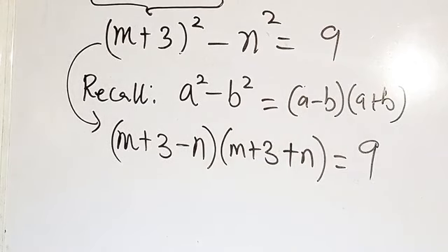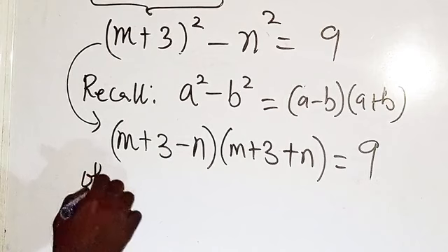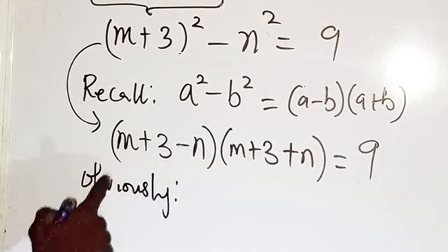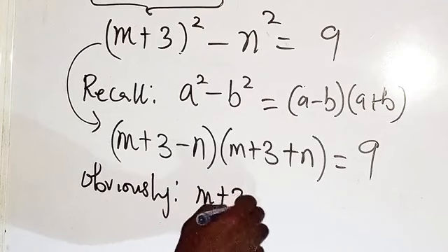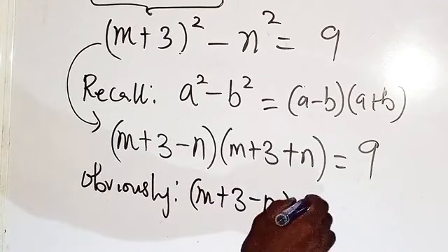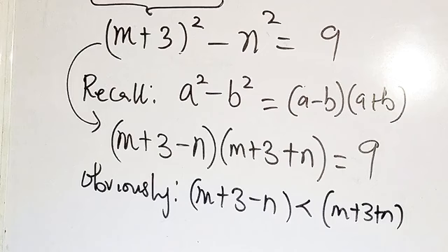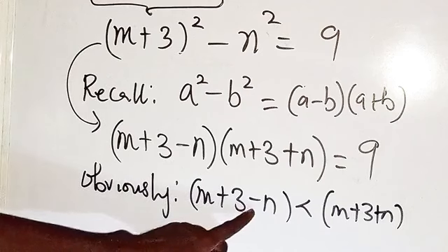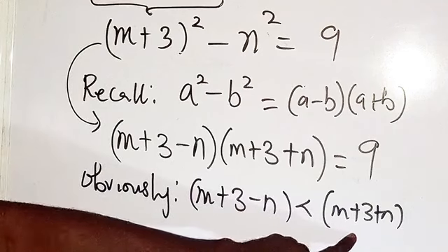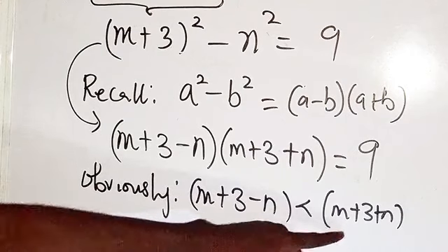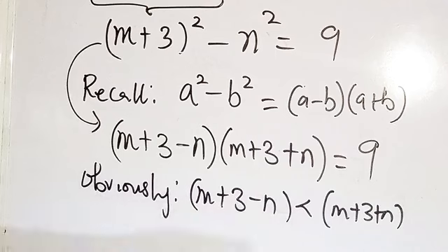I believe you are getting what we are doing. So we have this equal to this. Now obviously, we can say that m plus 3 minus n is less than m plus 3 plus n. It's obvious because this one contains positive all through and this one has a minus, so this will be smaller than this. Okay, so now let's pick 9.